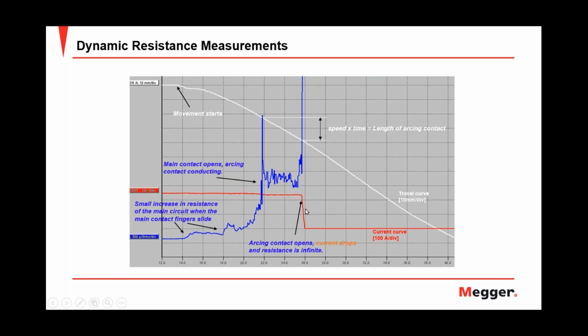Now, if during this DRM measurement a motion analysis is performed, and if the motion analysis is properly done to the level, we can calculate the speed of the circuit breaker at the opening operation. Having the time and speed will allow us to calculate the length of the arcing contact in, let's say, millimeters.